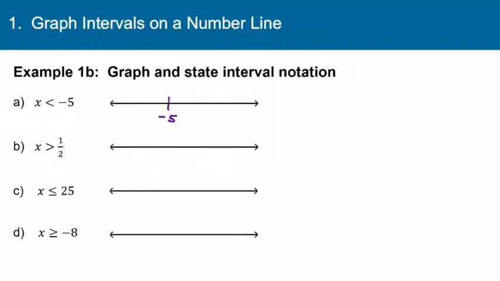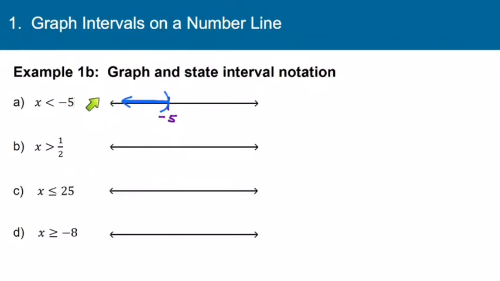So start by labeling -5 on your number line. The numbers that are less than -5 are to the left of -5, so we'll shade to the left. Because we don't want to include -5, we'll put a parenthesis here. Now the interval notation will be from the left to the right. So we have to ask ourselves, where does the shading start on the left? Well, it seems to go forever to the left.